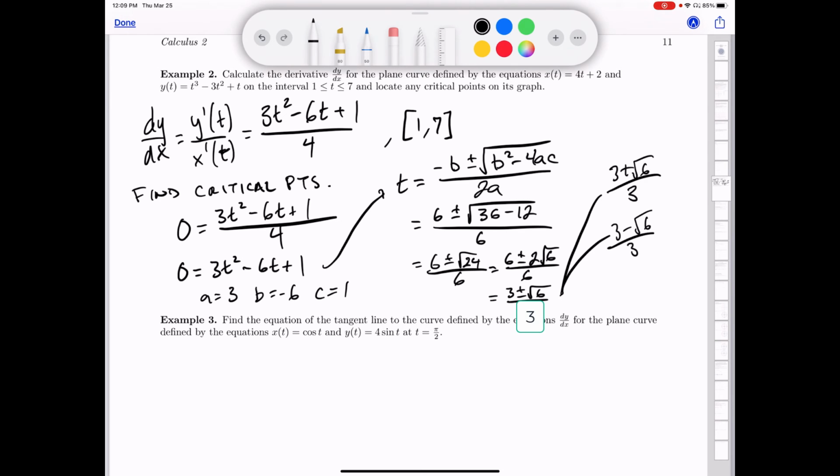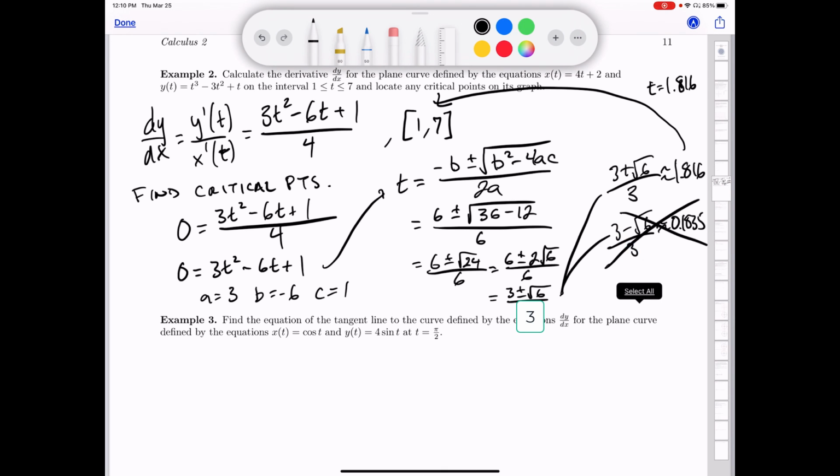And now is when we probably should get out our calculator to find out which, if either, of these values are in our interval 1 to 7. So if I pop that 3 plus square root of 6 over 3 into my calculator, I think what I get here is 1.816, and then if I subtract square root of 6 from 3 and divide by 3, I get 0.184. Okay, so clearly only one of those values is in the interval that I want, and that is 1.816. So I'm going to cross that second one out, and we have our critical value.